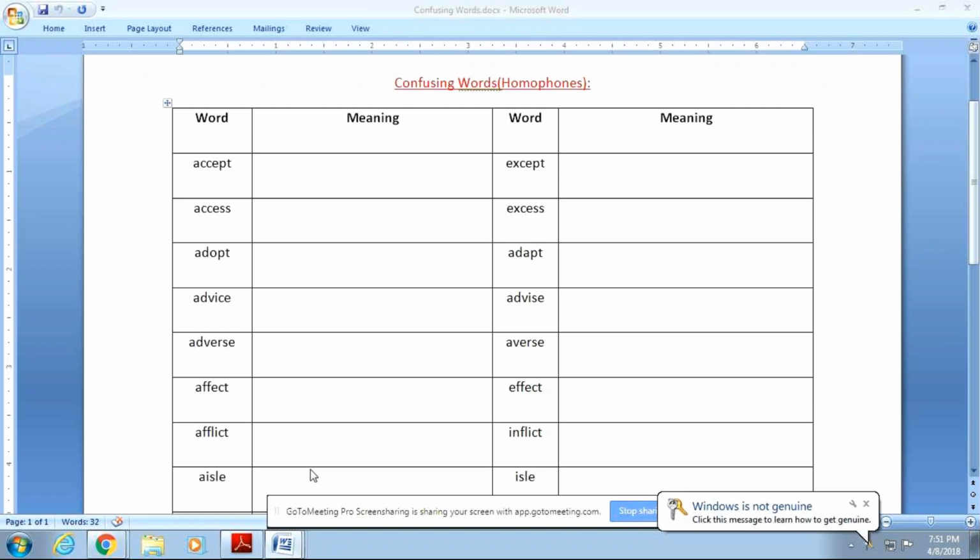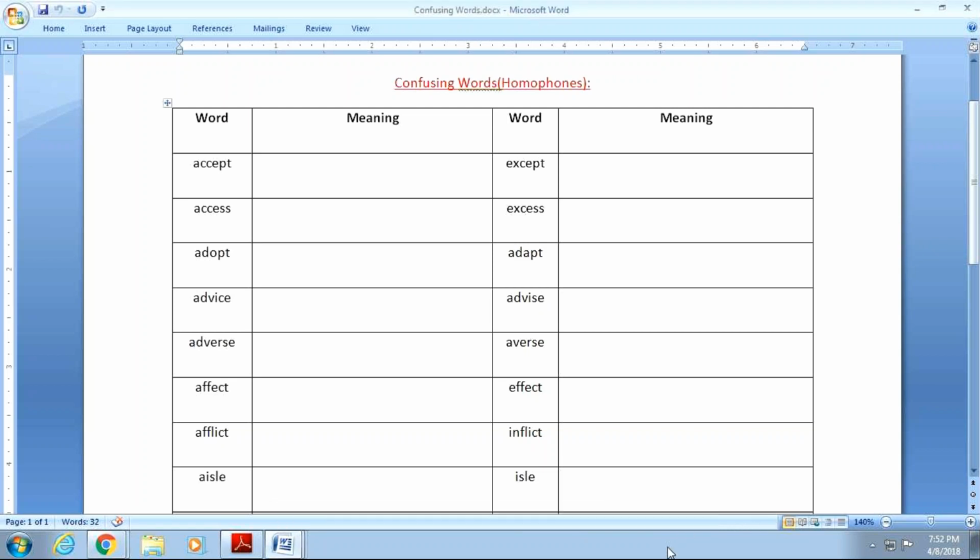And the next word, ADVISE, that is a verb. I strongly advise you to sell your old car.